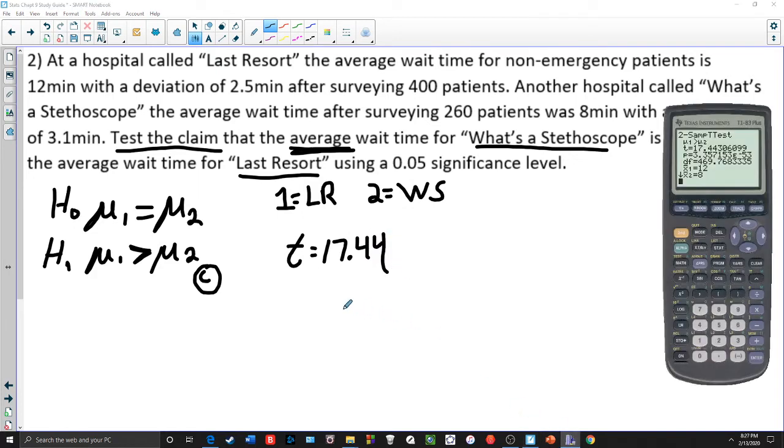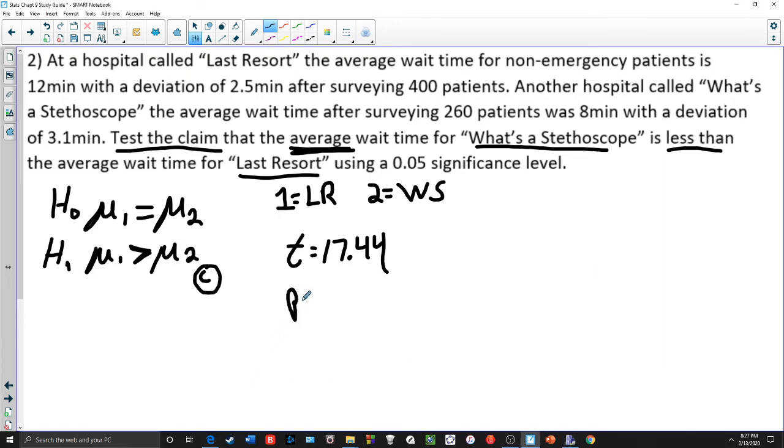And our p-value is 3.35 times 10 to the negative 53. This part right here is important. That e to the negative 53 means basically there's 52 zeros in front of the 3. So it's like 0.000000052 times 3. So this is a very small number.